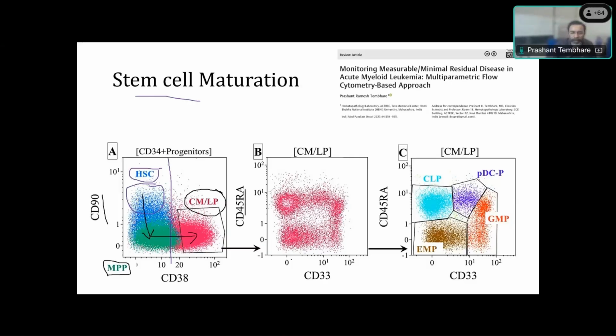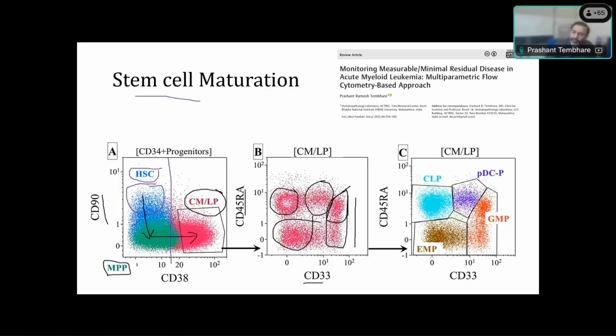Okay. Now, if you take these cells, which are common myeloid and lymphoid progenitors, and stain them with CD45RA and CD33, you will see five different clusters. We have one cluster which is 45RA positive, another cluster which is negative for both. There is a third cluster which is 45RA positive but 33 moderately positive. There is another cluster where you can see 33 positive but 45RA dim to negative. So using this combination, we can identify five clusters.